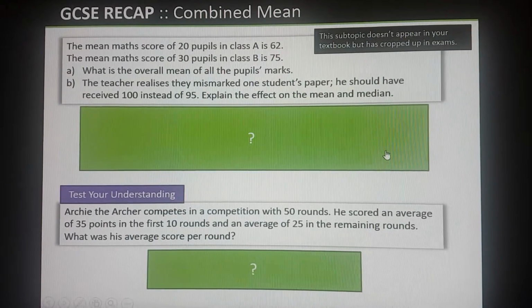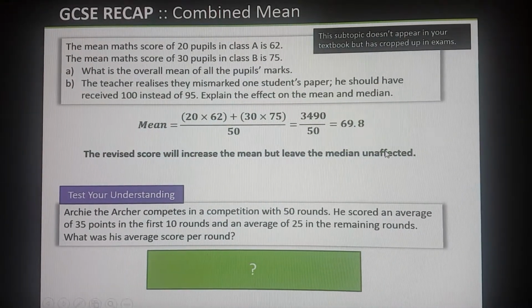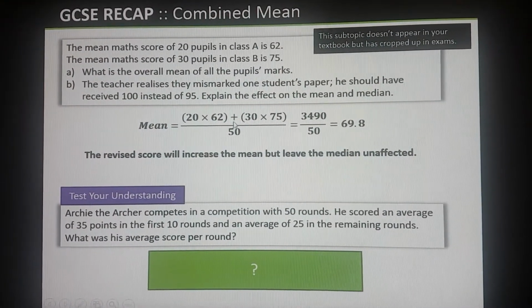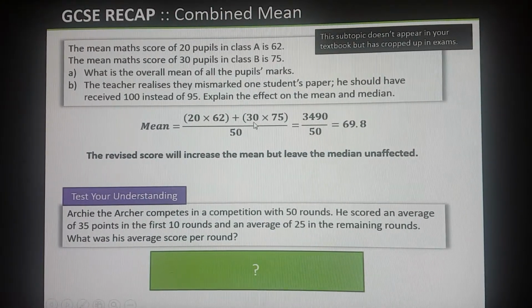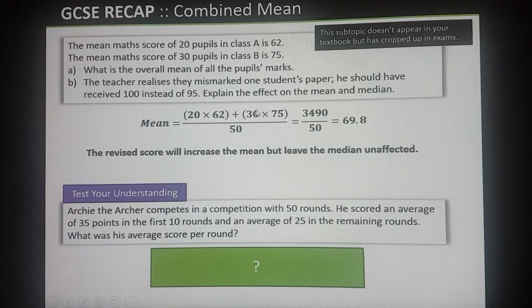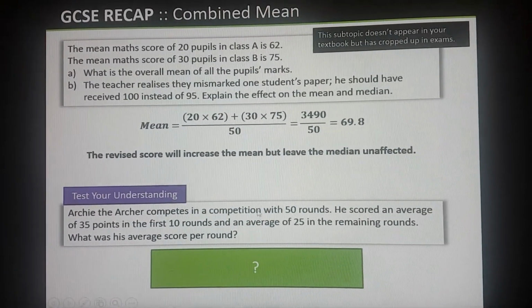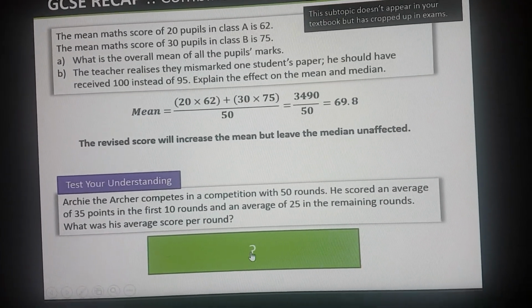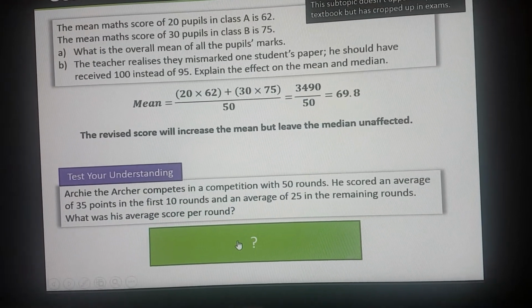Okay, now you can see the answer and it's self-explanatory. So obviously we need to add them, and we divide by the total. 20 pupils who got that and 30 who got that, so the total is 50. And this example as well, pause it, check your answers.